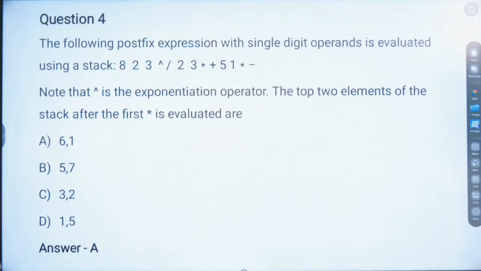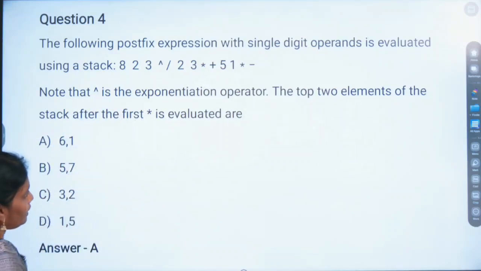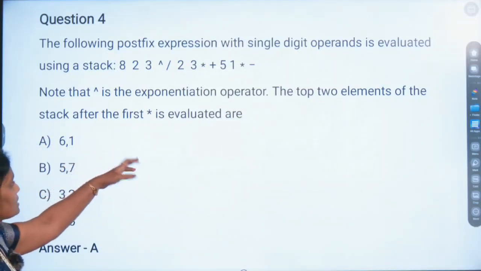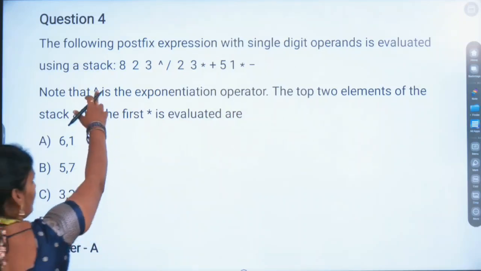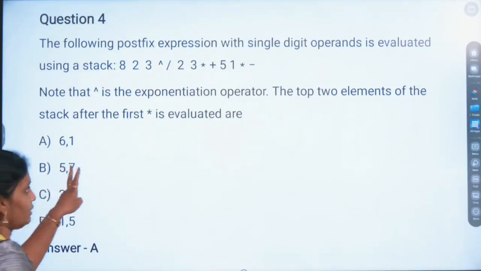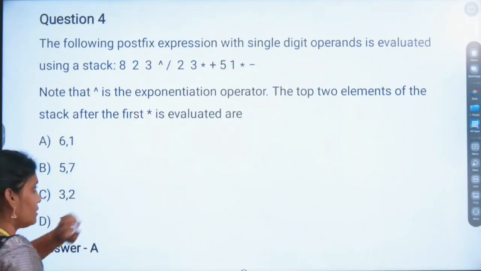Okay, so next question is, the following postfix expression with single digit operands is evaluated using a stack. Note that the caret is an exponentiation operator. The top two elements of the stack after the first asterisk is evaluated are... So we have to evaluate the given expression and find the top two elements after the first asterisk is evaluated.